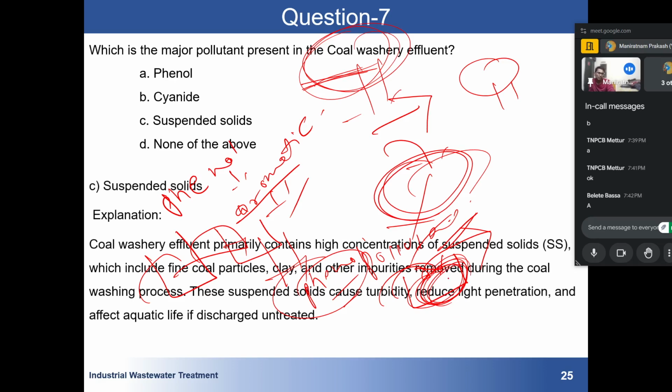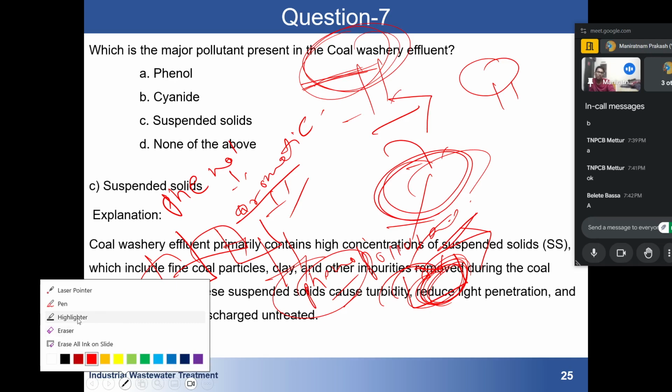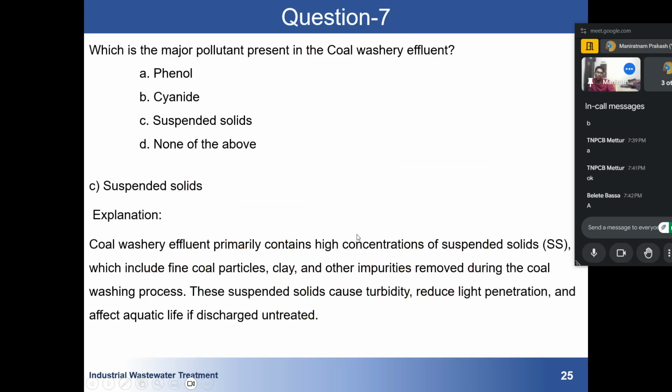The correct answer is suspended solids, not phenol. Phenol is generally found in refineries and such, not in coal washery. Coal washery effluent primarily contains a high concentration of suspended solids, which include fine coal particles, clay, and other impurities removed from the coal washing. It is simple washing. We are not adding any chemical or even heating, so that something would be released.